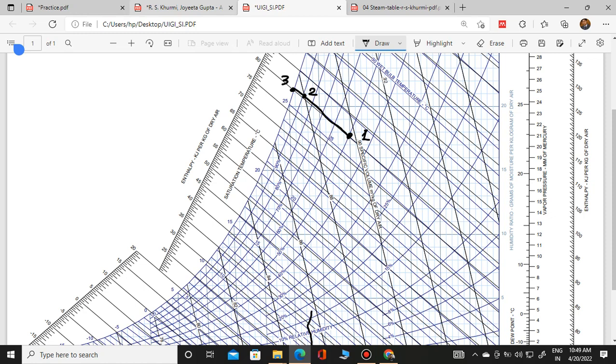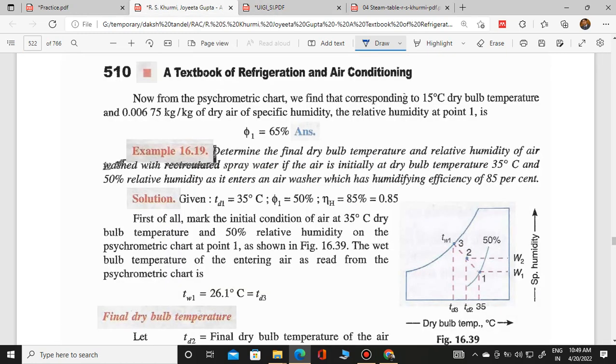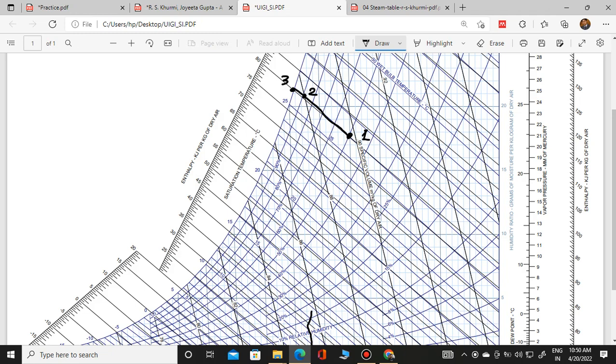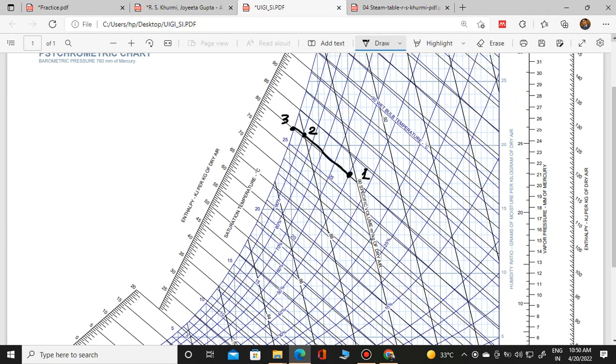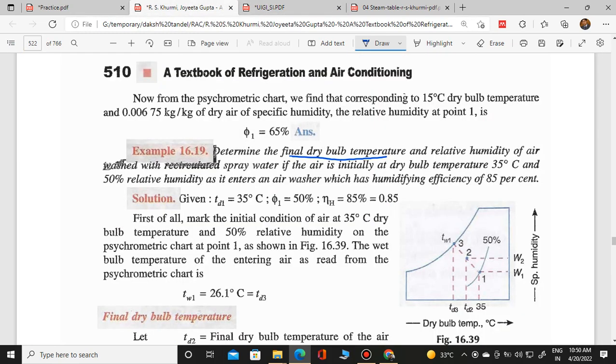Now which data was asked? Find the final dry bulb temperature and relative humidity. So let us find out the dry bulb temperature and relative humidity. The dry bulb temperature we already got, 27.3. And what is the RH, relative humidity? So here you can see what the RH is. RH is basically 90%.